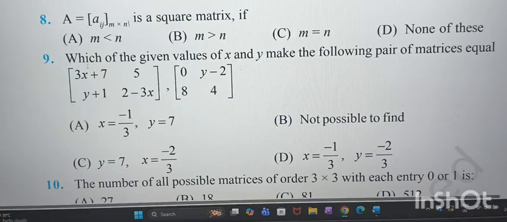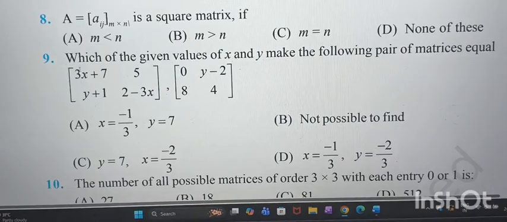So first let us check, can they be equal? Because here I can see there are 2 rows and 2 columns. Okay, 2 rows and 2 columns. Now if we try to equate, we will equate 3x plus 7 is equal to 0. Then what will it be? 7 will be sent over here, it will become minus 7 divided by 3.